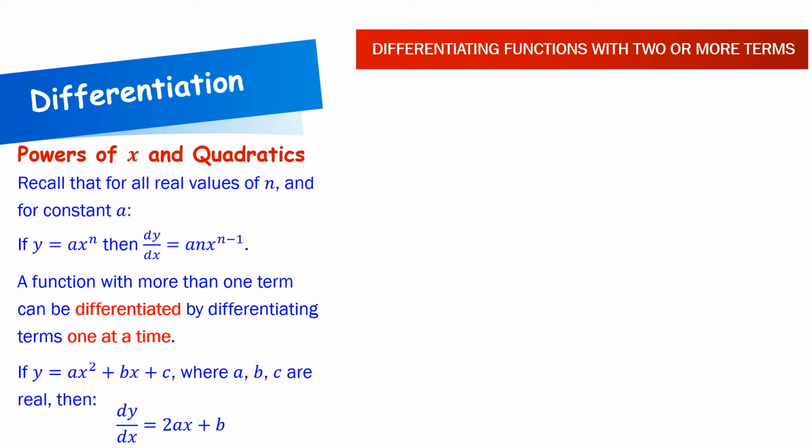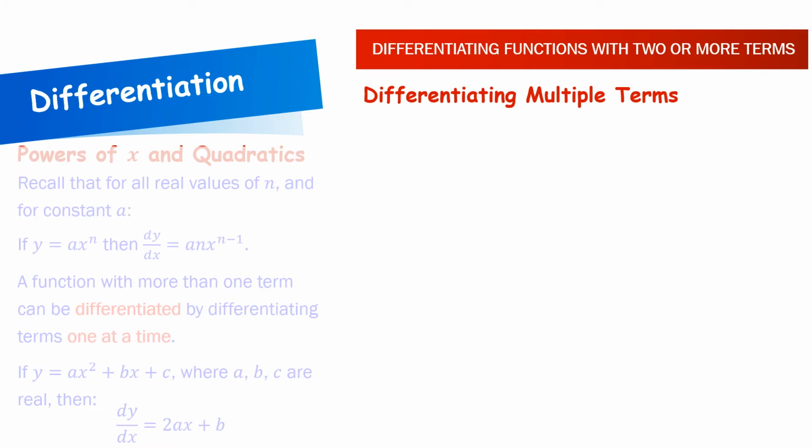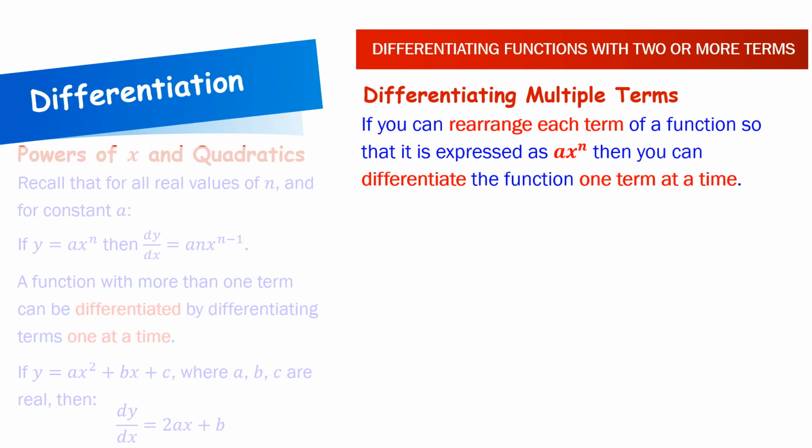If y equals ax squared plus bx plus c, where a, b and c are real, then dy dx equals 2ax plus b. How do we differentiate multiple terms? If you can rearrange each term of a function so that it is expressed as ax to the power n, then you can differentiate the function one term at a time.